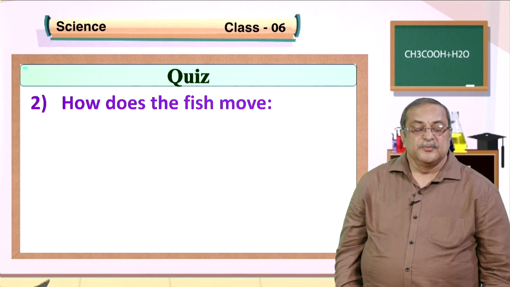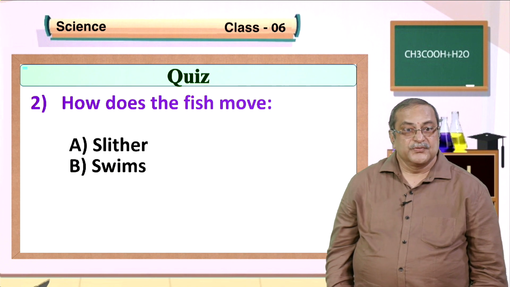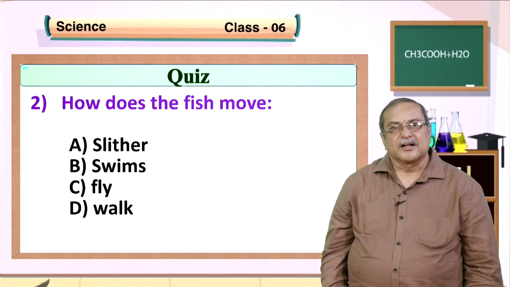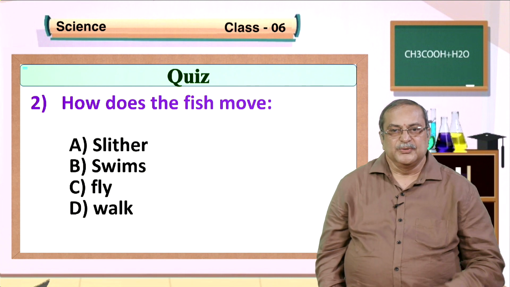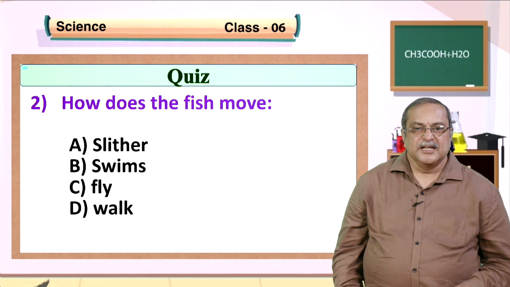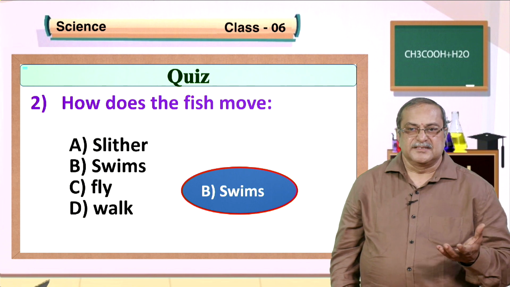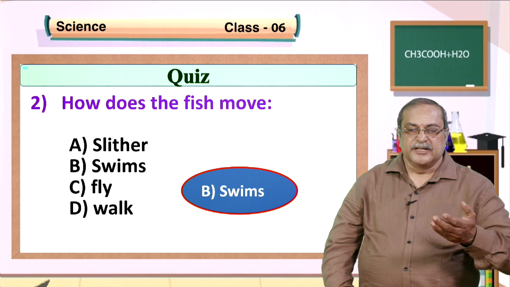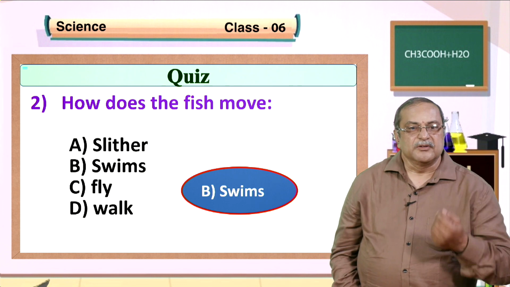How does the fish move? Slither, swims, fly, walk. So, how will they move? The fish will move in the water. How will they do it? If the organism is in the water, automatically we will say they will swim, isn't it? With the help of fins, they are able to move from one place to another. They have different pairs of fins, and those fins help in the movement. By pushing the water, it will move.